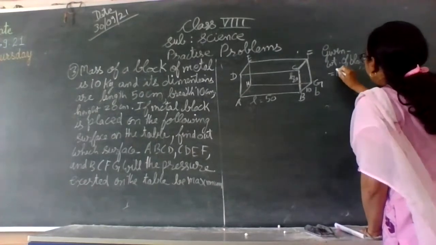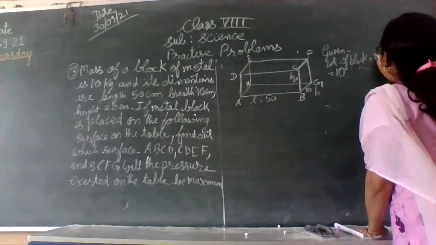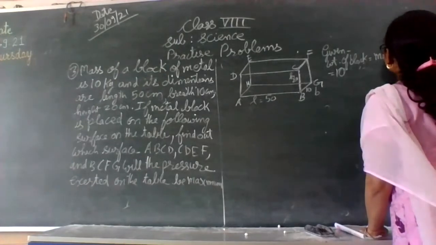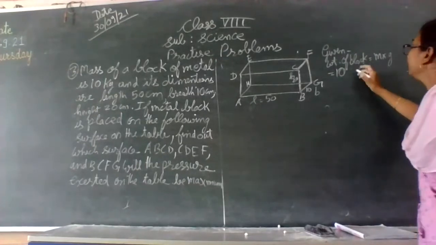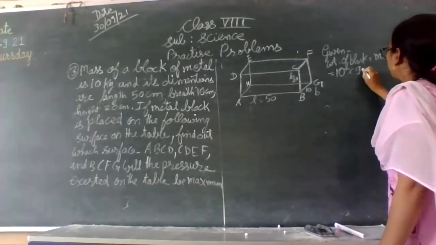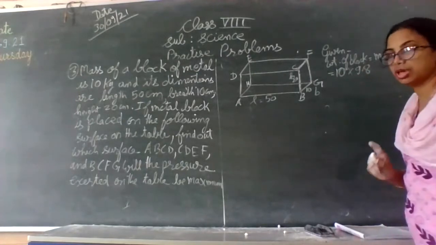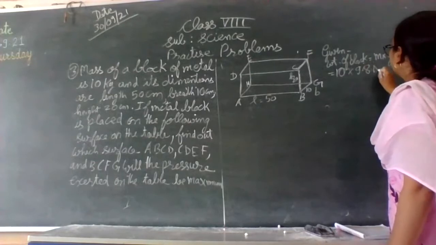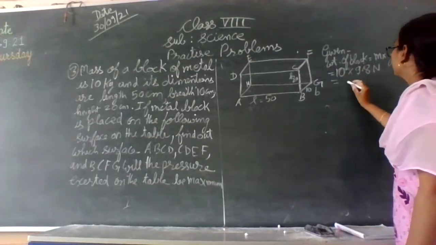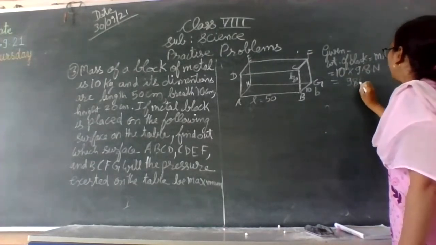And the gravity, mass into gravitational pull, by which it is pulled down. It is always 9.8. Okay. It has been calculated and given to you by the scientists. So it's going to come to 98 Newton.